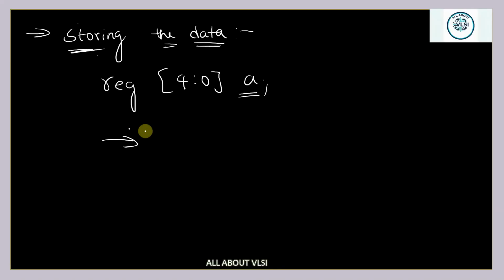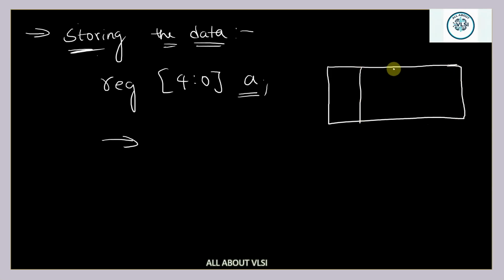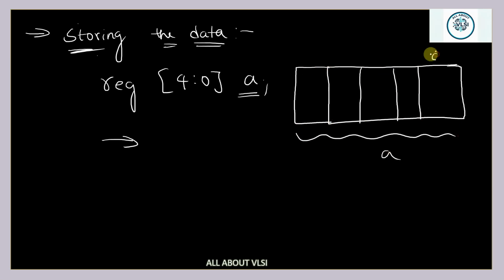Now, let's say I simply write reg [4:0] a. This is my fixed array, which is going to have 5 locations like this: 1, 2, 3, 4, 5. And this is my a, with indices 0, 1, 2, 3, 4.